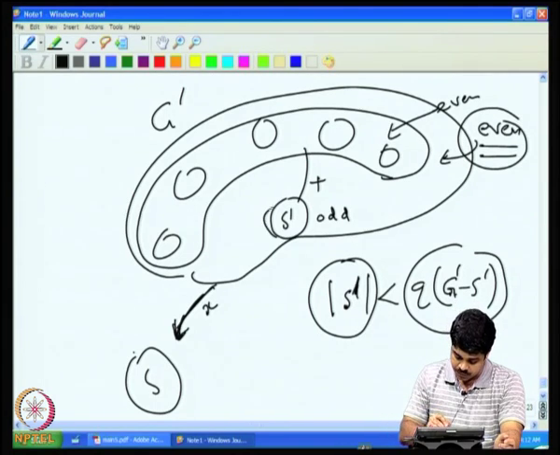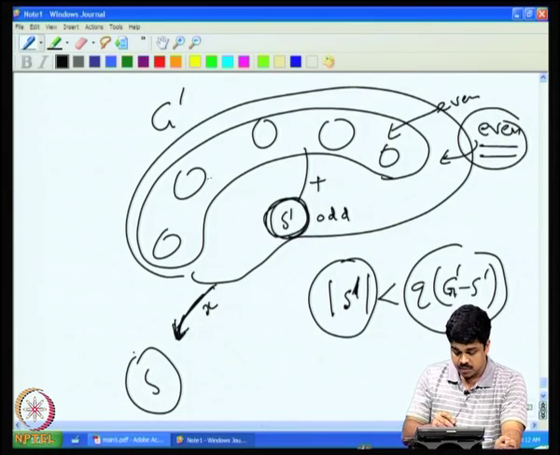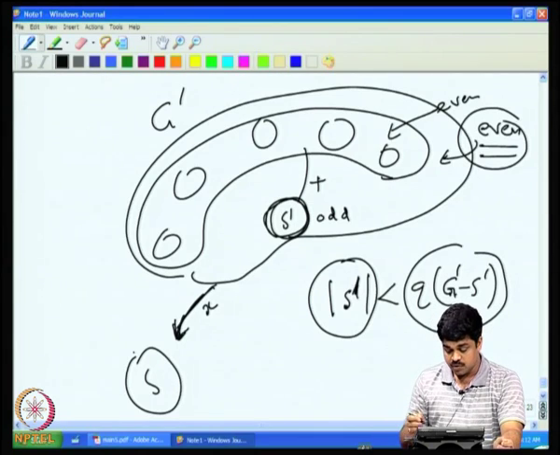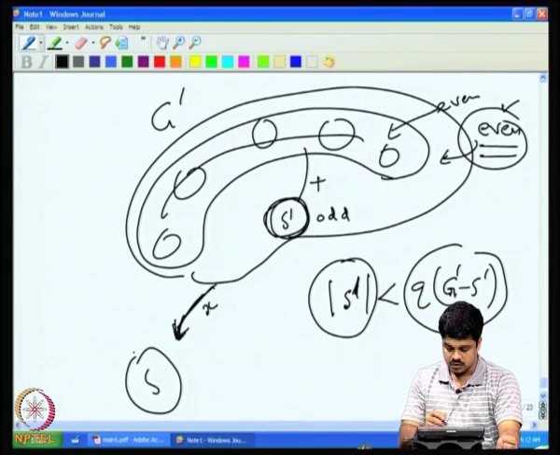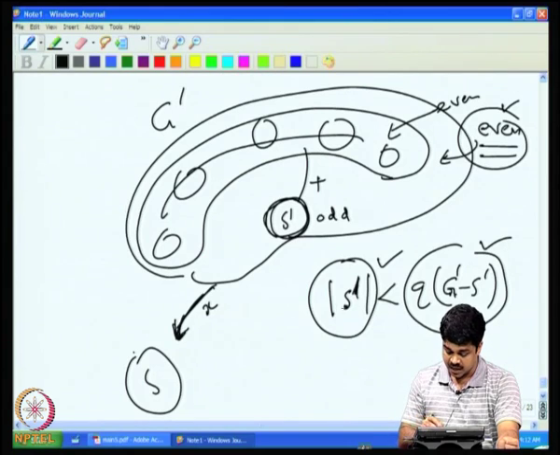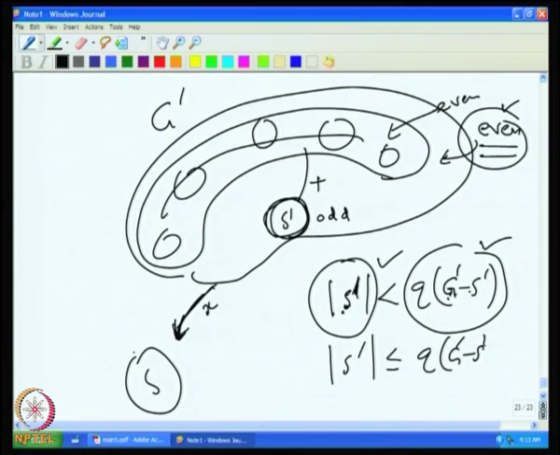Similarly, if S dash was an odd number, then the number of odd components has to be even, because if the number of odd components is odd, then the total here will be an odd number, and then odd plus odd will be an even number. So that is a problem. What I mean is, the parity of S dash and q of G dash has to be different. If S dash is odd, then this has to be even, if S dash is even, then this has to be odd, which essentially means that q of G dash minus S dash cannot be just one more than the cardinality of S dash, so it has to be at least two more. We get q of G dash minus S dash is at least the cardinality of S dash plus 2, right.